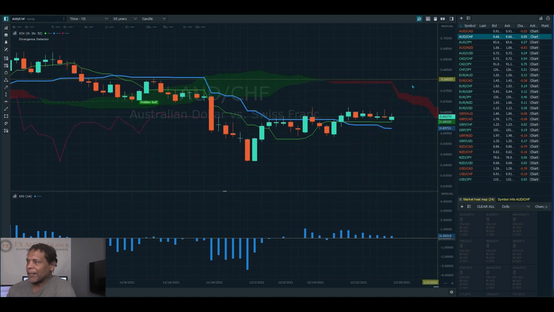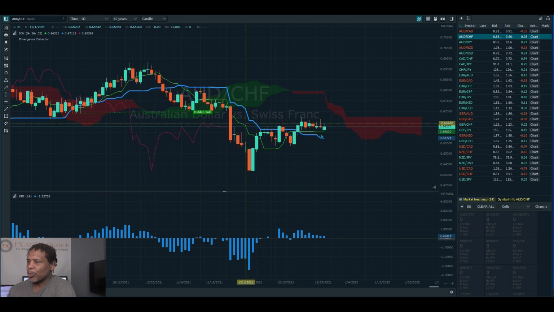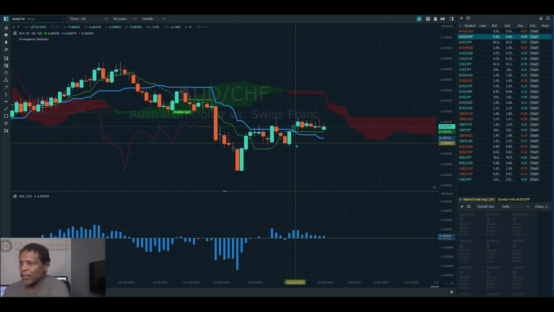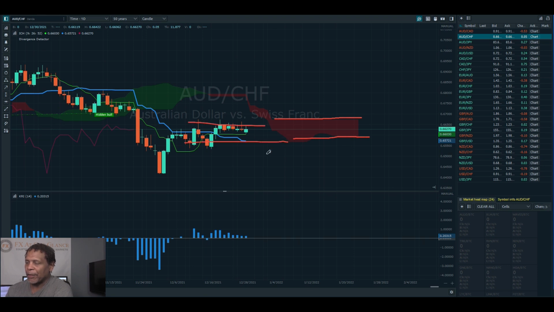Aussie Swiss franc, not in love with this thing by any means because we flattened out here. We're still bearish. We got a TK crossover that's bullish, but our cloud is bearish. The problem with the cloud is that it's flat. Look at the market, it's pretty much flat, not doing much. Your crossover is bullish, but you're flat with Tenkan and Kijun and no momentum right now. So you've got a bullish crossover.